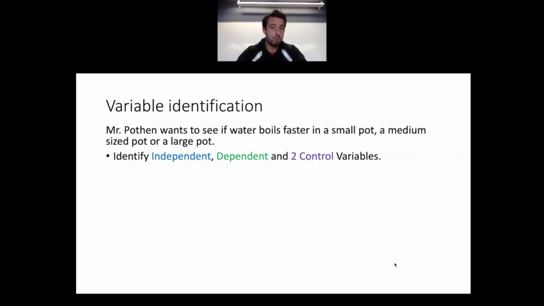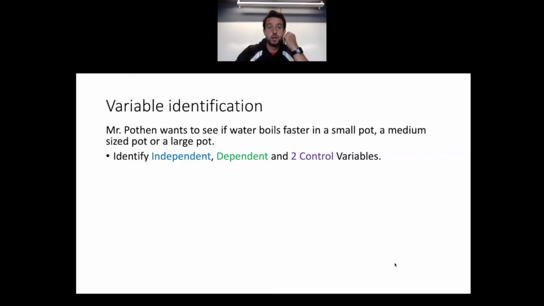I came up with a couple more. Go ahead, take a look at this. Mr. Polthin wants to see if water boils faster in a small pot, a medium pot, or a large size pot. Identify independent, dependent, and then two control variables. Go. All right, hopefully we're back.